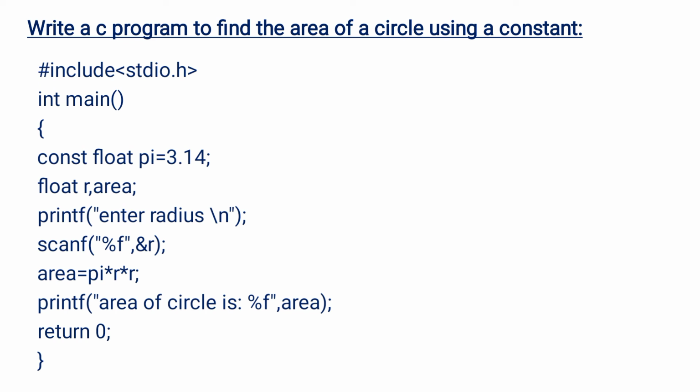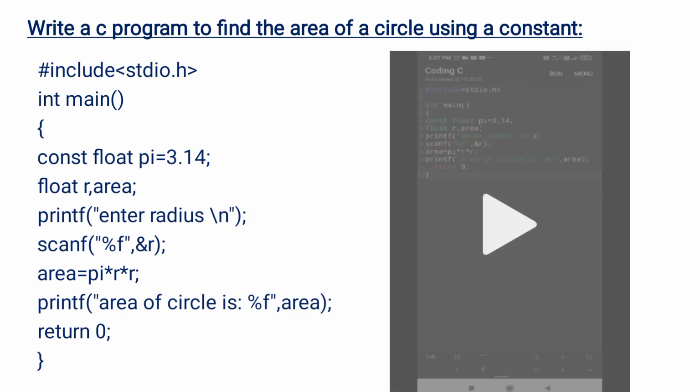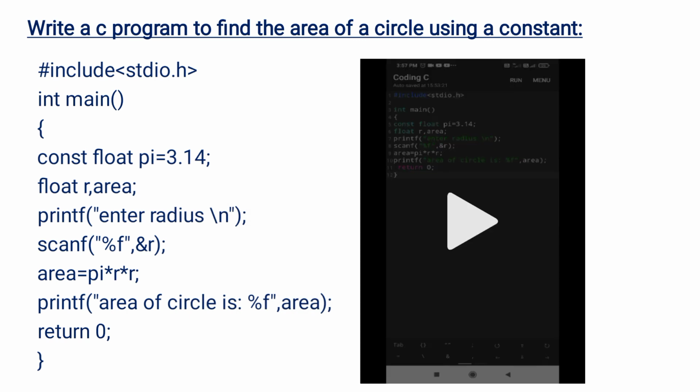Now I am going to show you this program, which has to be compiled and run on the C compiler. I already ran this program on the C compiler. So now I am going to run the same program. Let's see how the program is compiled and how the output will come. Let's run this program.